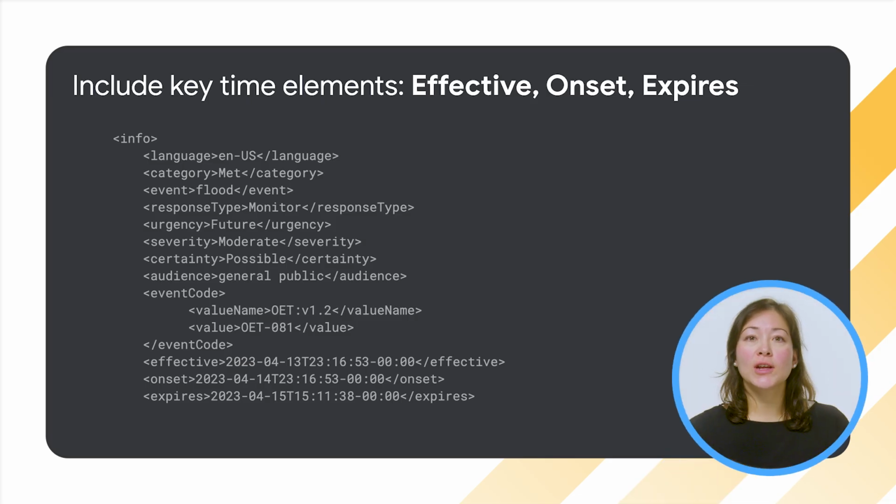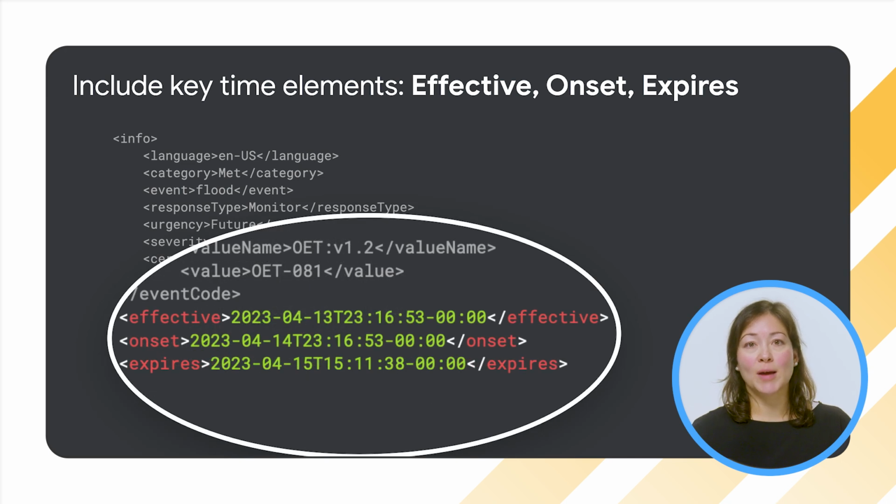You can publish an early warning now, for example, for a flood that is expected to start tomorrow and continue for 2 days. Include the expected onset time of the event and expiration time of the alert using onset and expires elements. If you need to remove an alert, simply removing the alert from the feed will not remove it from Google if the alert has not yet expired. To remove an alert from Google, set an appropriate expiry time or send an alert update with a new expiration time.